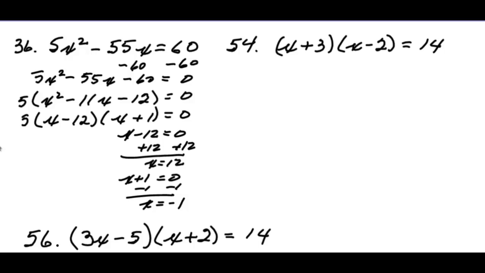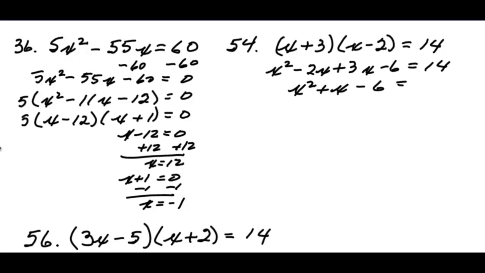In number 54, we've got a binomial times a binomial, so the very first thing we have to do there is the FOIL system. We're multiplying x times x, we get x squared minus 2x plus 3x minus 6 equals 14. Now we combine the middle terms, and so we get x squared plus x minus 6 is equal to 14. We still don't have it equal to 0, so we have to subtract 14 from both sides. When we do that, we end up with x squared plus x minus 20 is equal to 0.